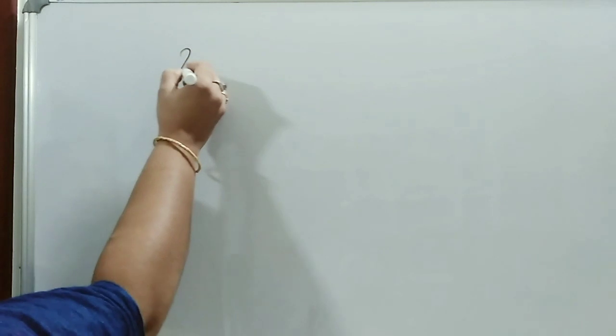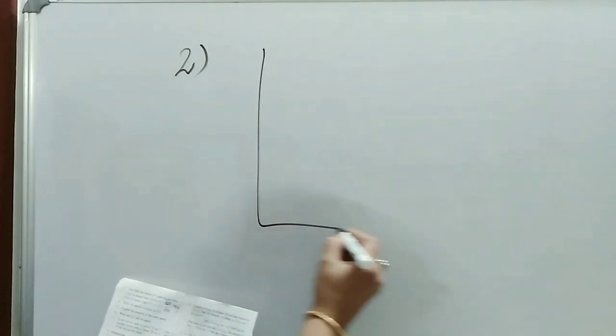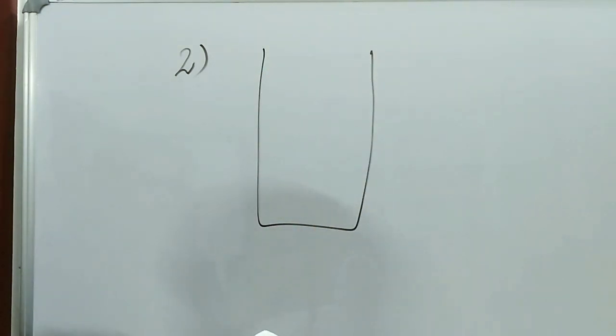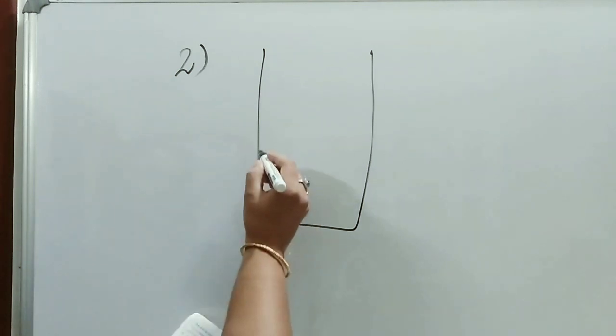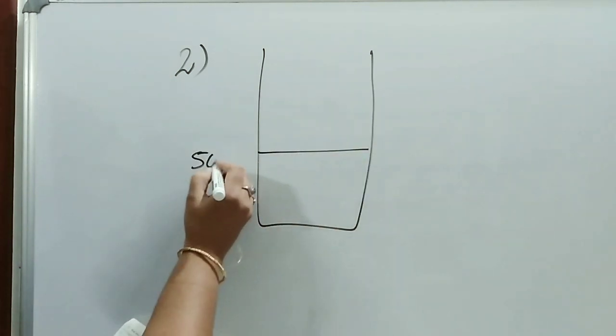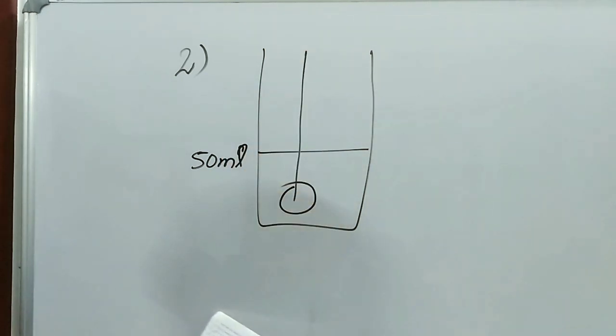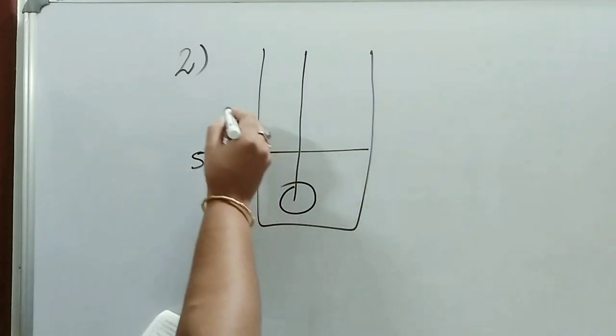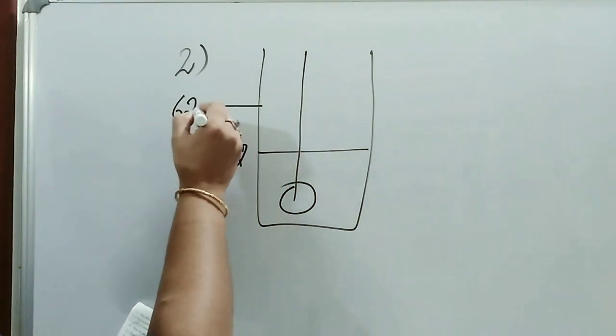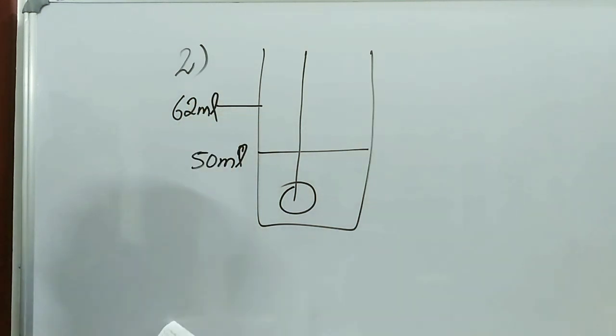Next, question number 2. Here you can see a solid silver piece is immersed in water contained in a measuring cylinder. The level of the water rises from 50 ml. So the initial level of the water is 50 ml. After immersing the object, that is a silver piece, it rises to 62 ml. Find the volume. So how will you find it?